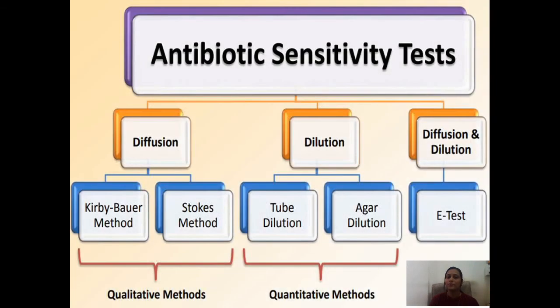This MIC value can be found out using the various antibiotic sensitivity tests that are available. First is diffusion, then dilution, and one is a combination of both. A few methods are the Kirby-Bauer method, Stokes method, tube dilution method, agar dilution, and the E-test. Some are qualitative methods and some are quantitative methods. In the coming videos, we will learn about these methods individually, and the advantages and disadvantages of each method.